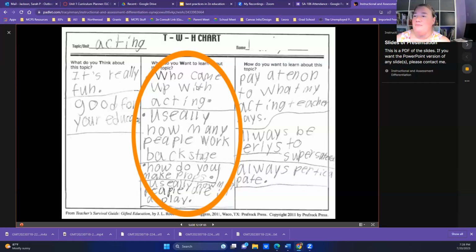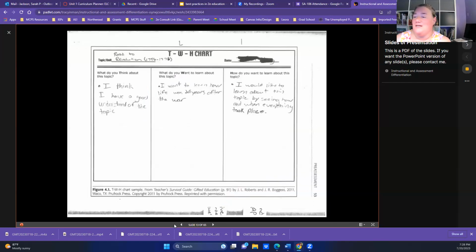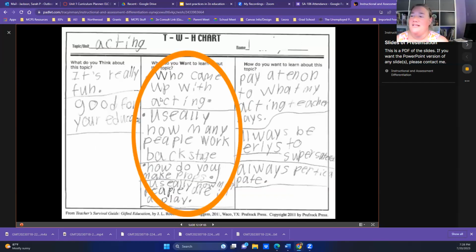And then the how, we're talking about, always participate, pay attention to what my acting teacher says. So it's again telling us that the student has a very different, broader perspective of what acting might look like. But when it comes to the how they want to learn, they're not giving a whole lot here. But the teacher may know that this is a student who wants to look at production versus performance.